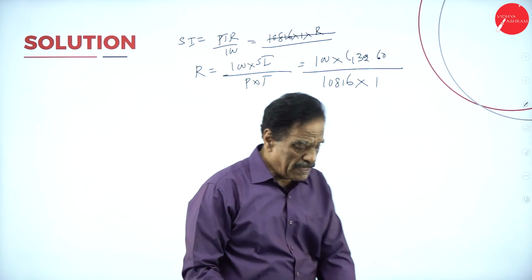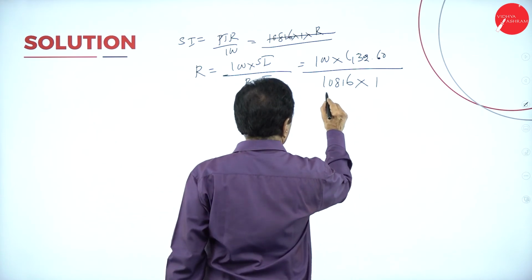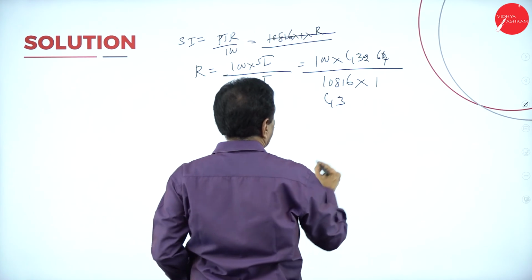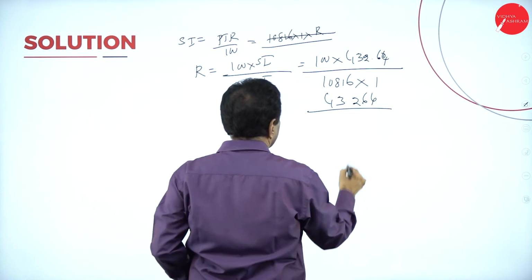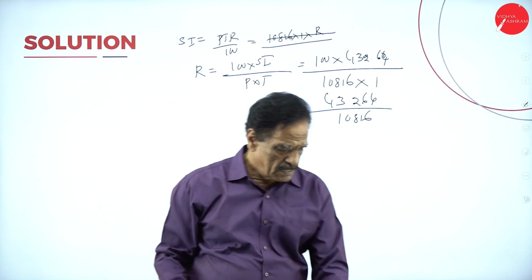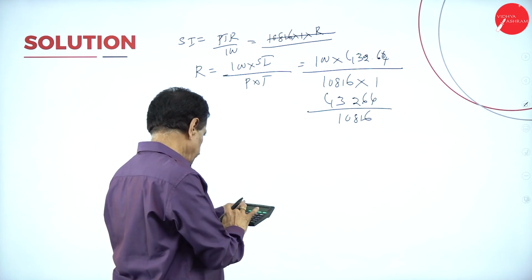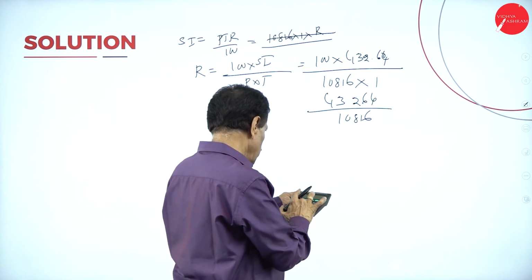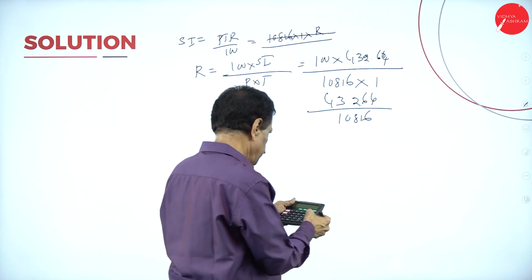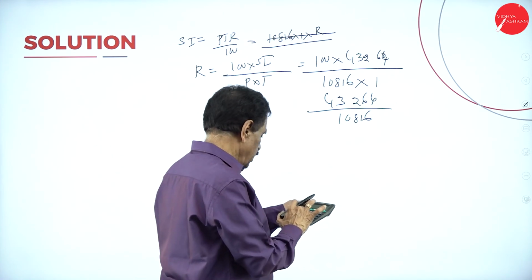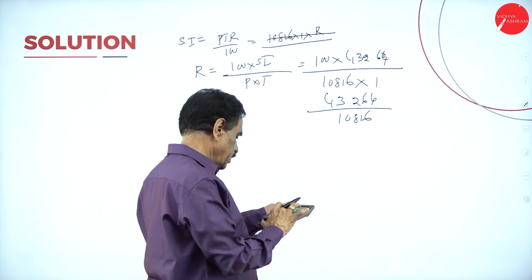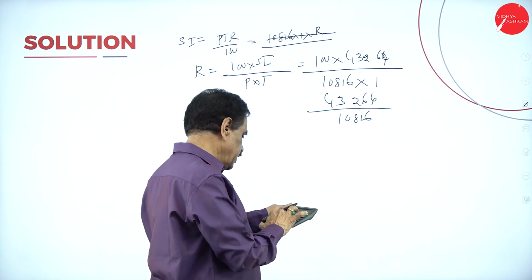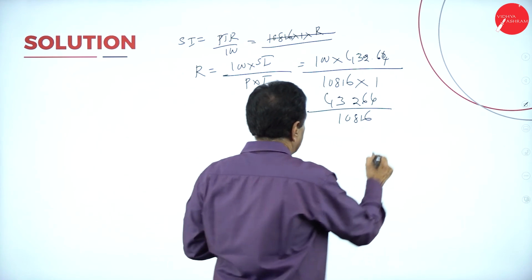Multiplying this out, we get 43,264 divided by 10,816. It is 4%.